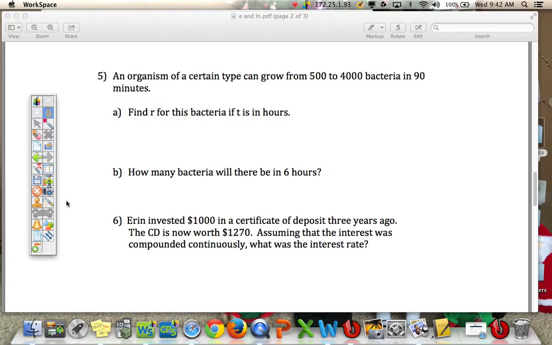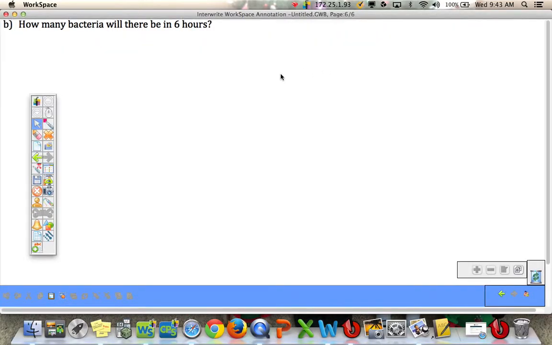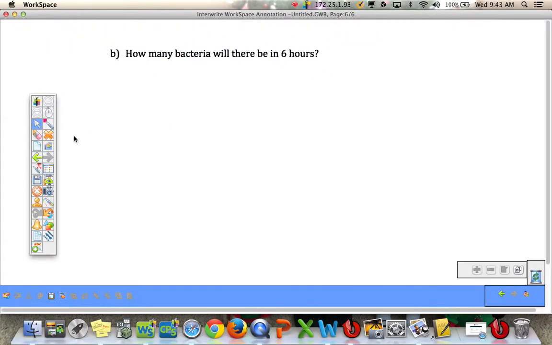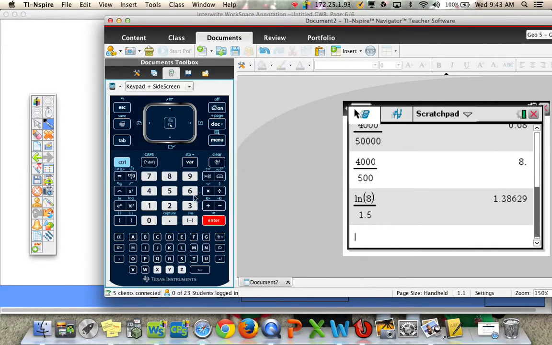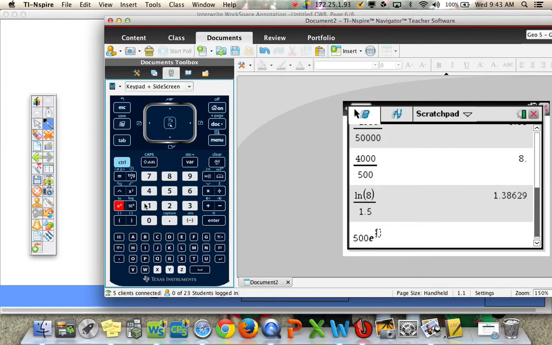Let's look at B. How many bacteria will there be in 6 hours? It's going to be a big number because in just 90 minutes it went from 500 to 4,000. All right, so we have A equals P e to the rt. The rate was that 1.39. And 6 hours, we're going to multiply this by 6. Let's type this in our calculator. Starting value was 500. e to the rate. Instead of typing the rate, I'm going to just use my last answer key so it types in that whole thing. And then this times 6.